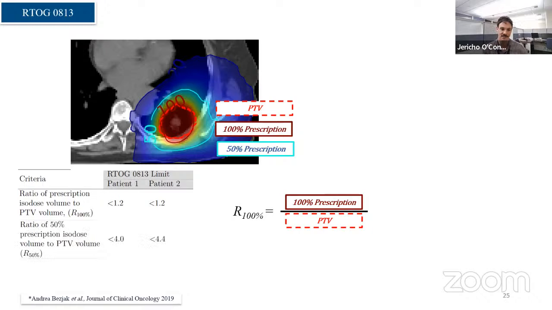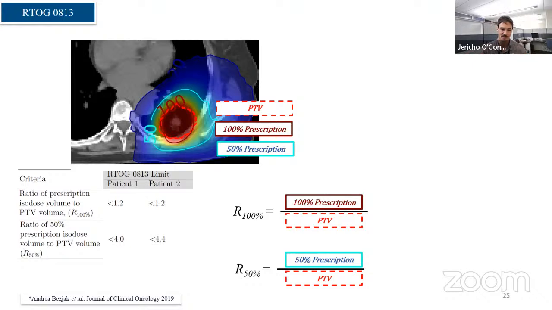And then you can also look at the R50, the ratio of the 50% prescription isodose surface to the PTV. And this had to be less than 4 for the patients that we looked at. And it's a little different depending on your tumor size. But this becomes challenging because the KV system likes to deposit dose in bone.